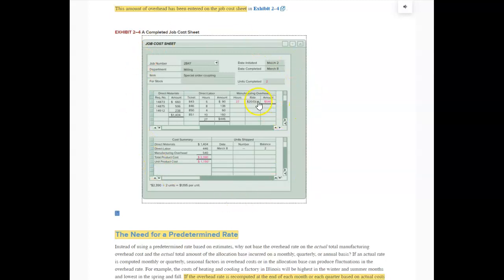To complete this job cost sheet, we take these costs, materials, labor, overhead, from here, here, and here, add them up. Our total product cost then is $2,390. So this $2,390 includes materials, labor, and overhead. They're all added. If this job has only 2 units completed, then we'll divide the $2,390 by 2 and get $1,195 per unit. Here's the computation here. $2,390 divided by 2 units. So per unit, it's $1,195.